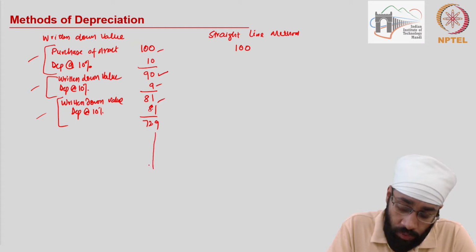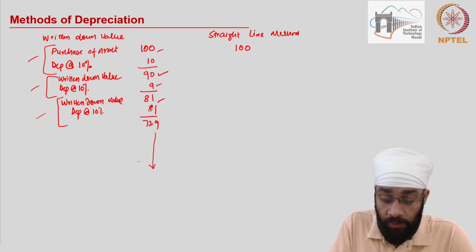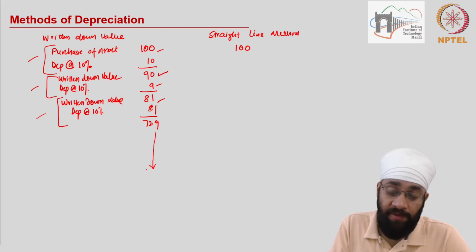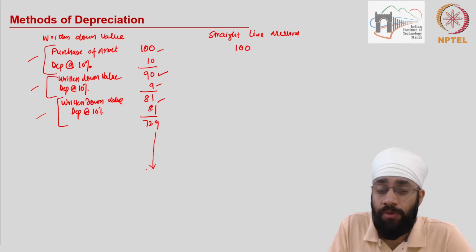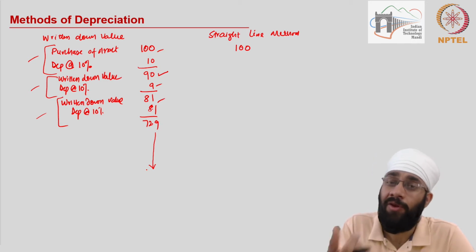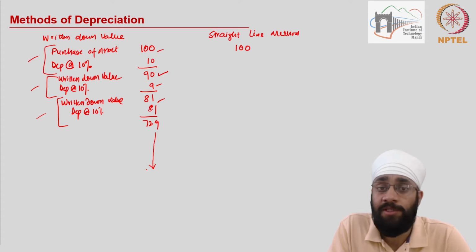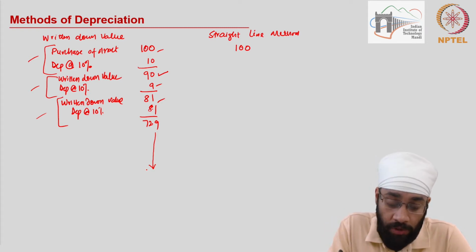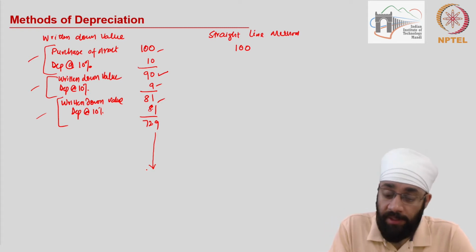And as you go down, you would see that the value of asset will never become equal to zero. It will keep on reducing. It will become very close to zero if the life of asset is expected to be very long. So this is the first method.